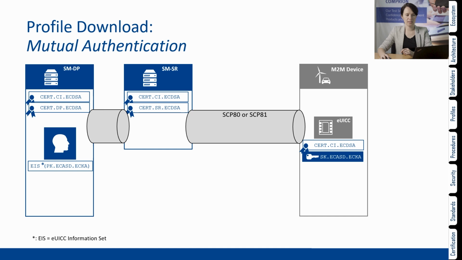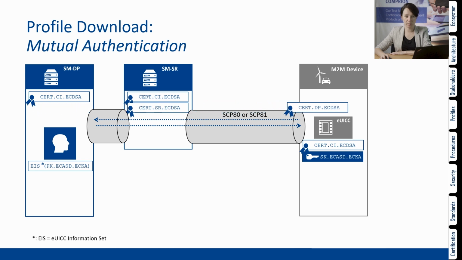Let's take a look at the SMDP. Similar to the SMSR, it will have its own certificate and the trust anchor. It will have the profile on it and the EUICC information set received from the SMSR. Part of this EUICC information set is the certificate of the EUICC, corresponding to the secret key of the ECASD. So, yes, the EUICC secret key.